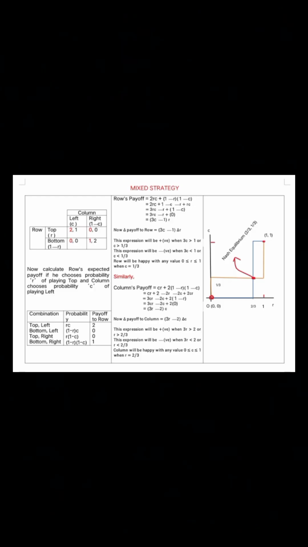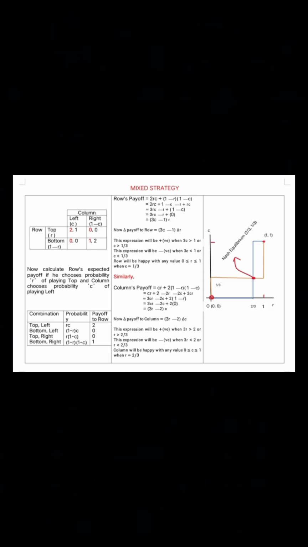We'll try to understand mixed strategy in game theory in this video. Mixed strategy is to allow the agents to randomize their strategies. That means we have to assign a probability to each choice and to play their choices according to those probabilities. For example, please look at the table.